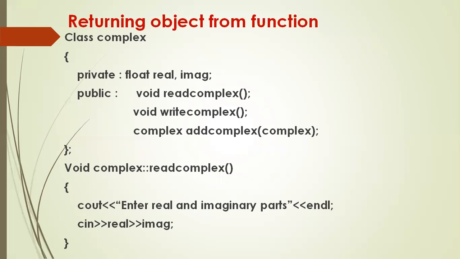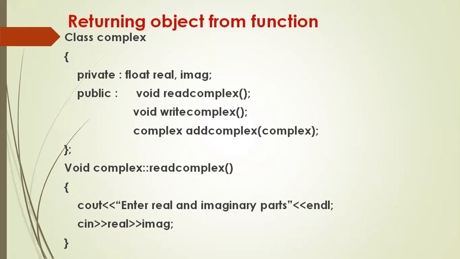Add complex. Previously, if there is no return type and only arguments are there, then you have to pass two arguments. But here, the argument is also there and the return type is also there, meaning the return type is complex. Use only one argument, not two, because the add complex function is called with one of the objects. The return type is one object, the argument is one object, and to call that function you have to use another object.